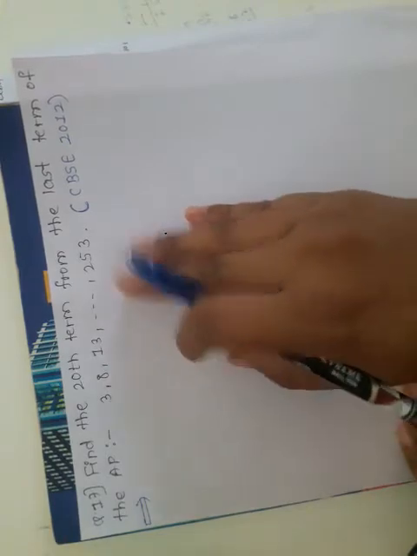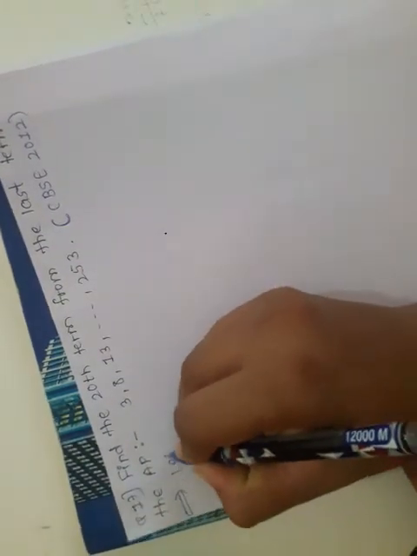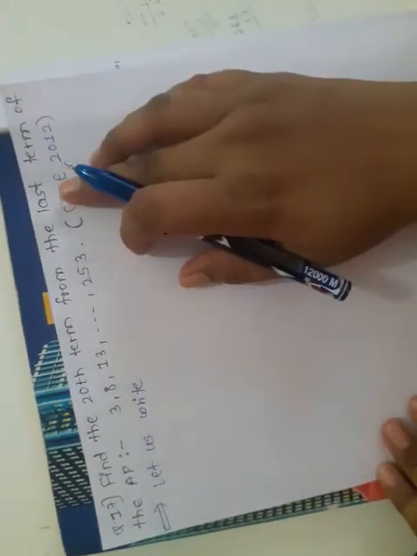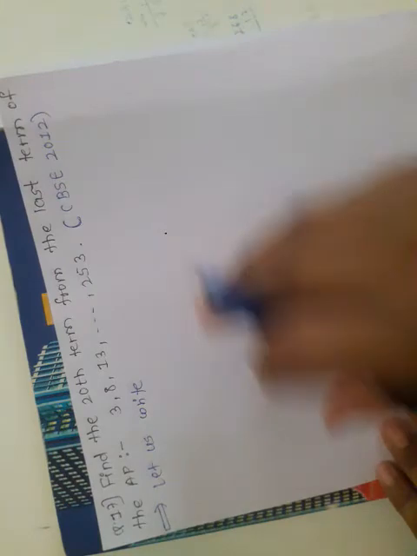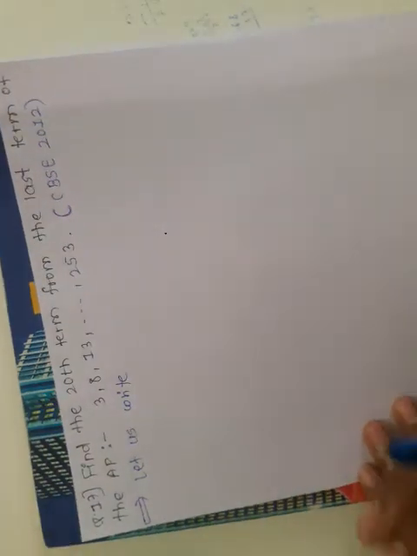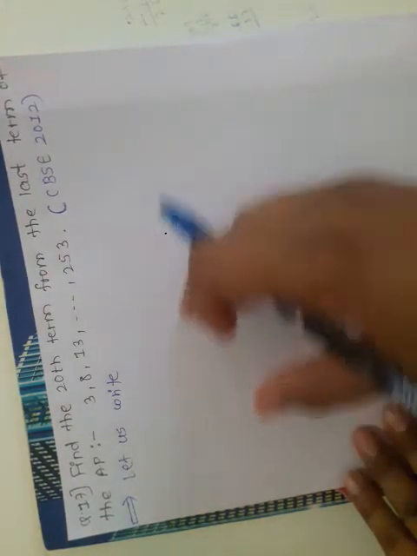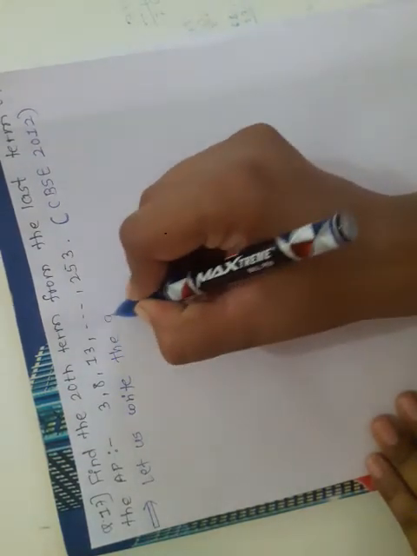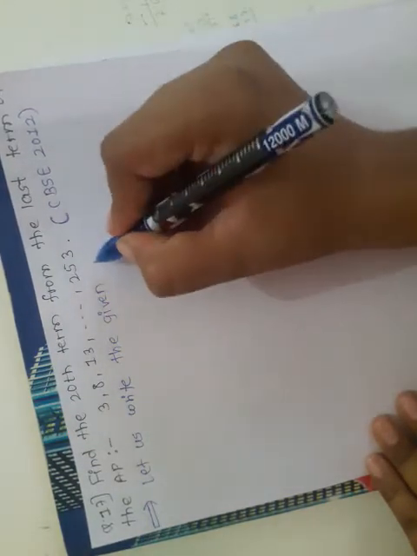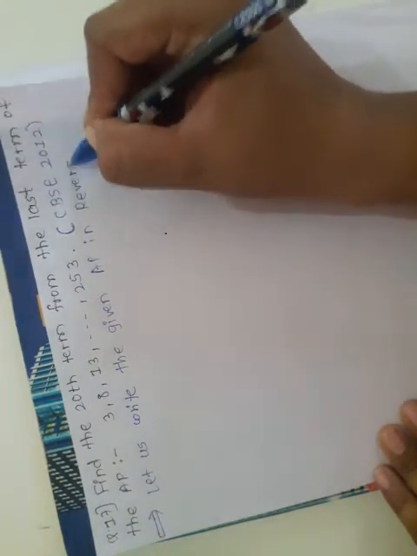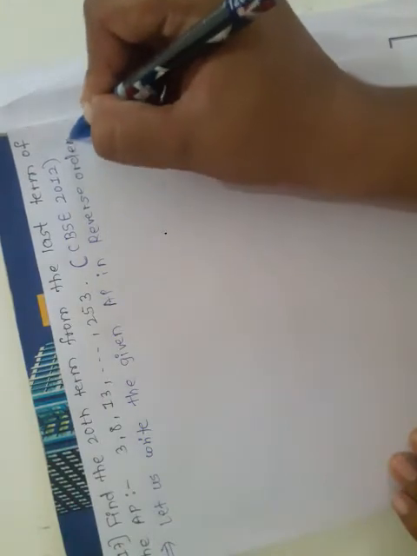So write this given AP in reverse order. If such a type of example is asked, that is, from the last we have to find the term, then write the given AP in reverse order, so that the last term becomes first, the given AP starts from the beginning. Then find out the 20th term. Let us write the given AP in reverse order.